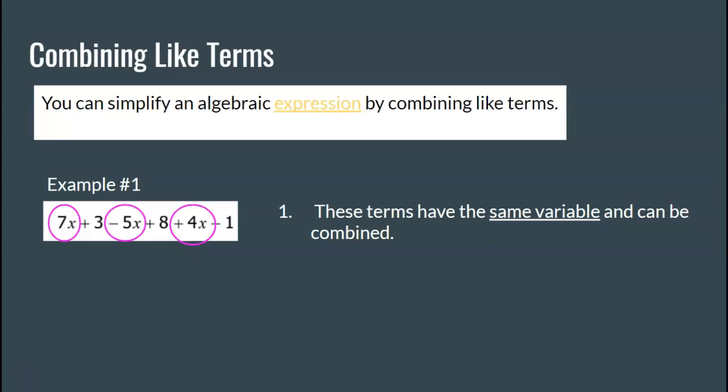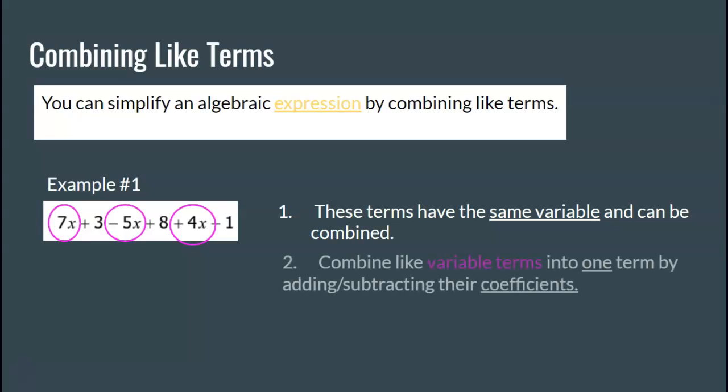7x minus 5x and plus 4x have the same variable, and we can combine those. Notice how the operating symbol goes in front of the term. 7x doesn't have one, but it's positive. 5x has a negative sign or a subtraction sign in front of it, meaning that we will subtract those 5x's. And the 4x has an addition sign in front of it. Always remember to keep the operation symbol with the term.